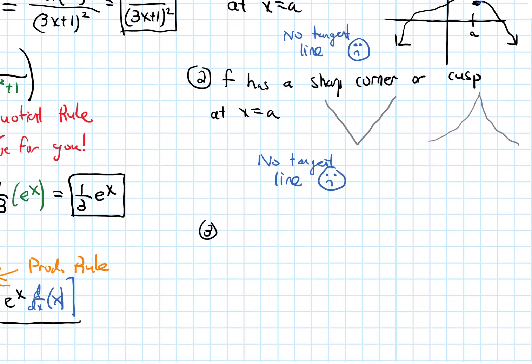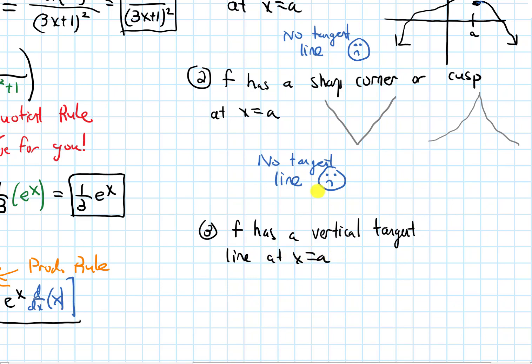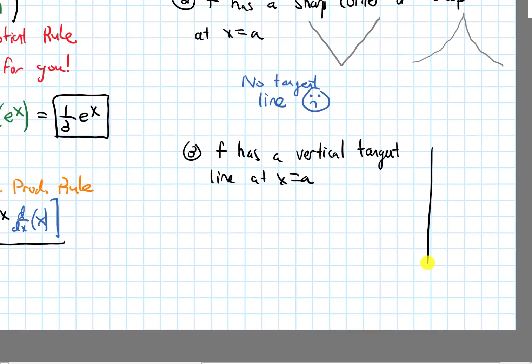situation where my function is not differentiable is if f has a vertical tangent line at x equals a. So let's draw a picture of this one on some axes. I'm going to make my function get completely vertical for a split second. Let's say it happens here, and then it continues onwards. And this x coordinate I'm going to call a.